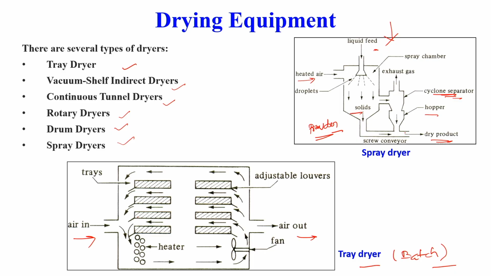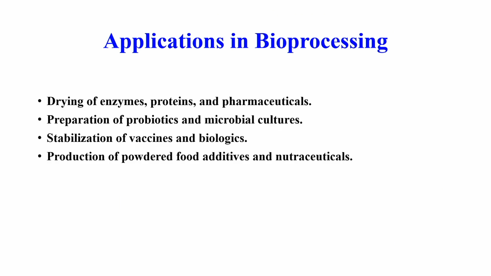So, most of the product will come in this route, but from the cyclone also some of the product which was going through the exhaust gas or air needs to be recovered. So, in this way those dryers can operate in a batch mode, or like a spray dryer you can operate even in a continuous mode. And these are different configurations: tray dryer, vacuum shelf indirect dryer, continuous tunnel dryer, rotary dryer, drum dryer and the spray dryer. Now, we can quickly see the application of drying, particularly in bioprocessing.